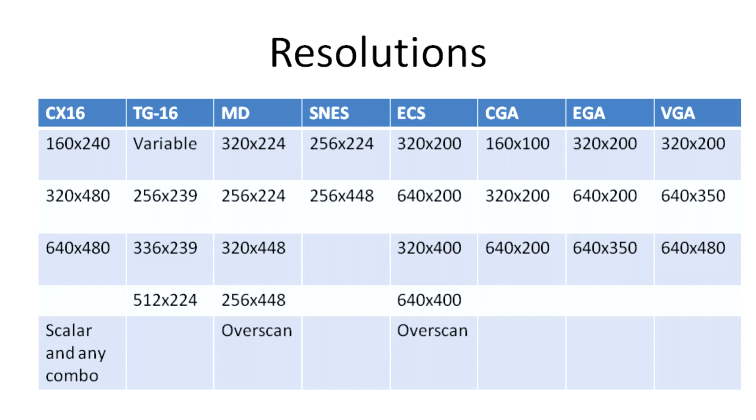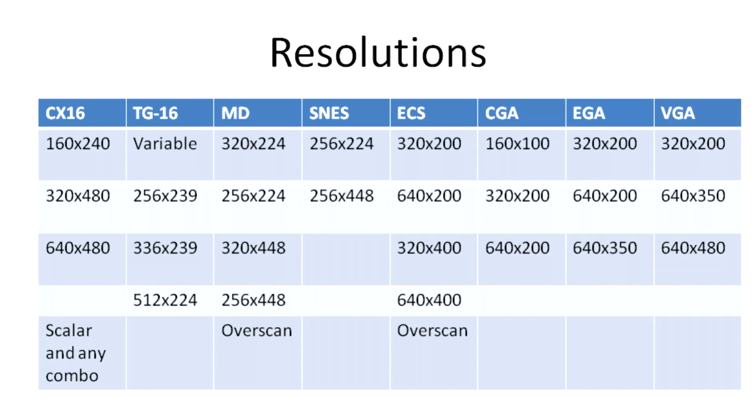224 option. The MegaDrive has 320 by 224, 256 by 224, 320 by 448, and 256 by 448. See, the last two are interlace modes. And then it has overscan in addition. The SNES is 256 by 224 or interlace 256 by 448, and if you don't like it, tough.